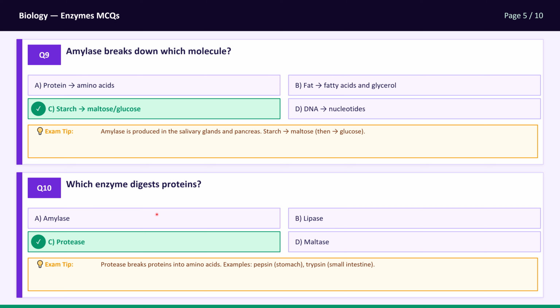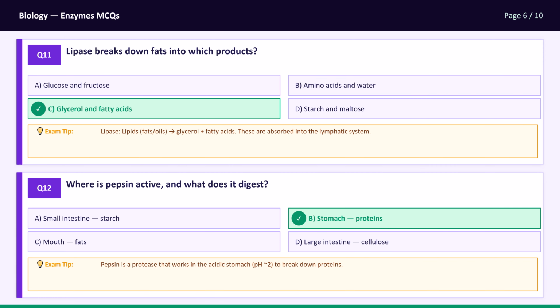Question 10. Which enzyme digests protein? Option A, amylase. Option B, lipase. Option C, protease. Option D, maltase. And the correct option is option C. So protease enzyme digests protein. Exam tips: protease breaks protein into amino acids. Examples: pepsin in the stomach, trypsin in the small intestine.